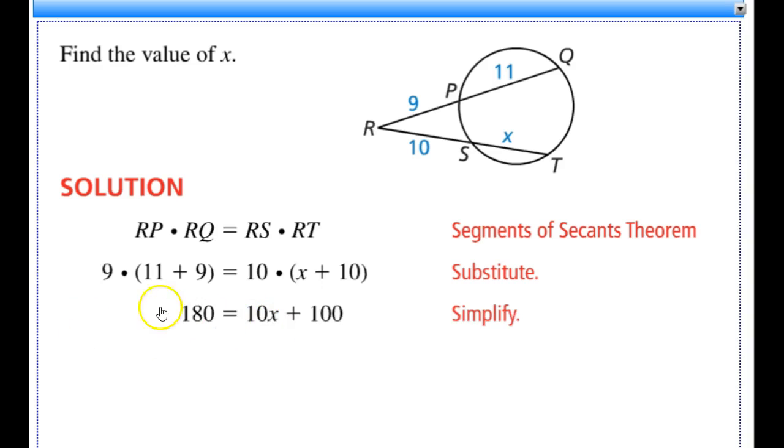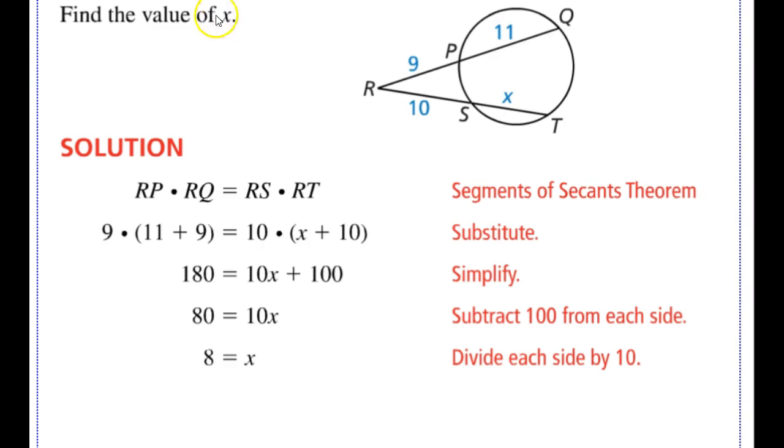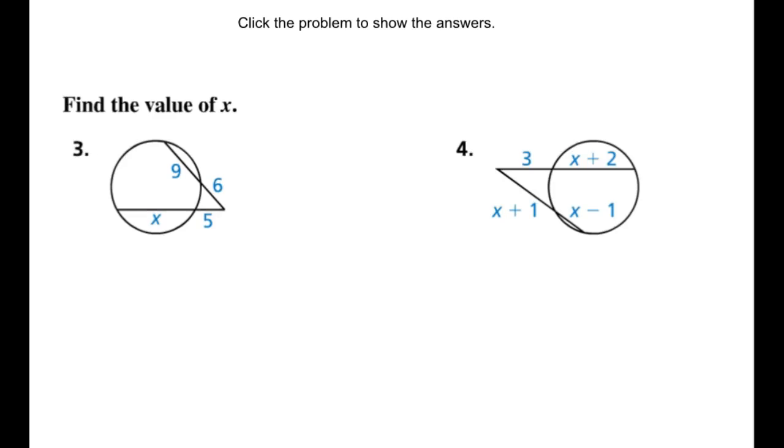Then I can just substitute and simplify. Then I subtract 100 from both sides because I want to get this x by itself, and then I divide by 10. So x, which is what I was asked to find, is equal to 8. Now here are a few I want you to try. Remember here that it's the outside piece times the whole thing equals the outside piece times the whole thing.